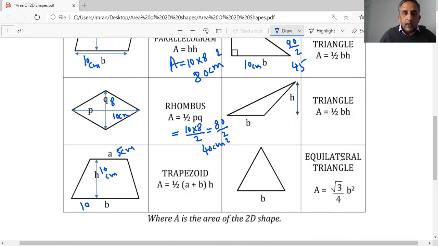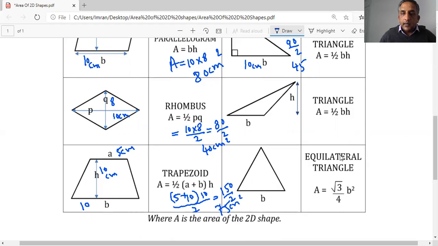So what we do, we add a and b, basically 5 and 10. So it will be 5 plus 10, outside it is h, h is 10, divided by 2. Whatever the answer, we divide by 2. Now 10 plus 5 is 15. 15 times 10 is 150 divided by 2. So it will be 75 centimeter square, right? So this is square here.